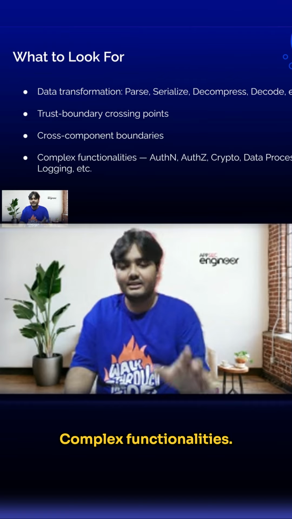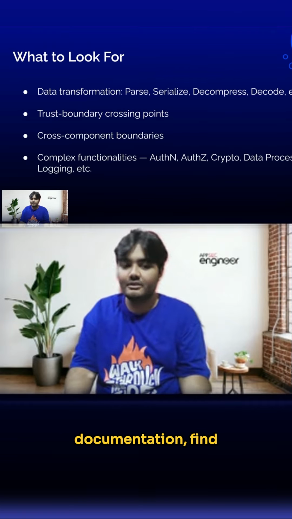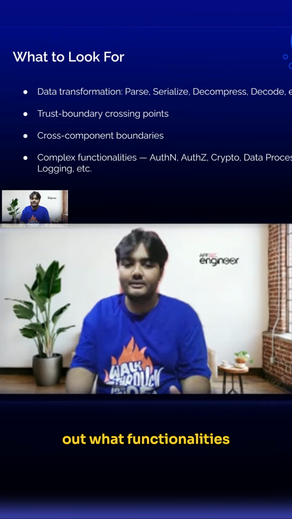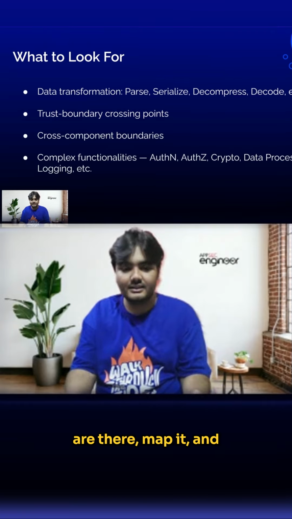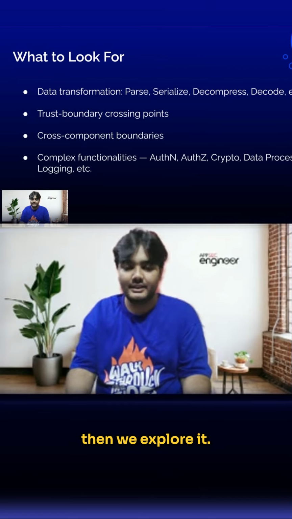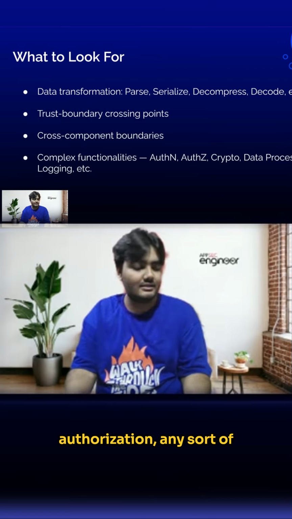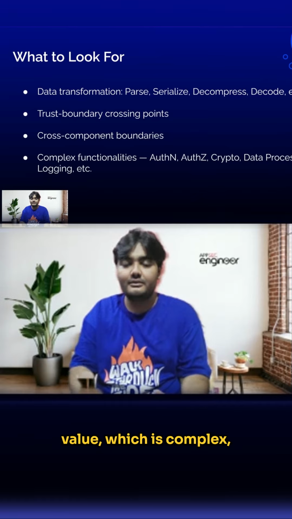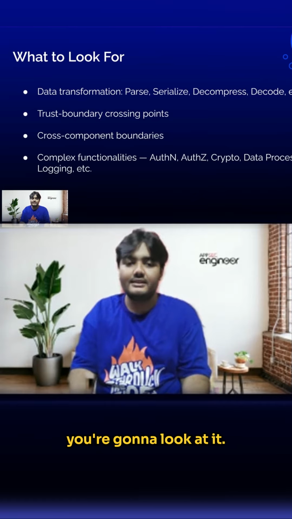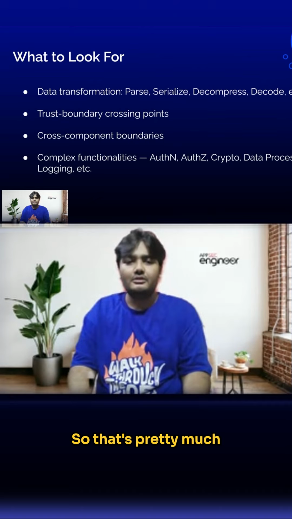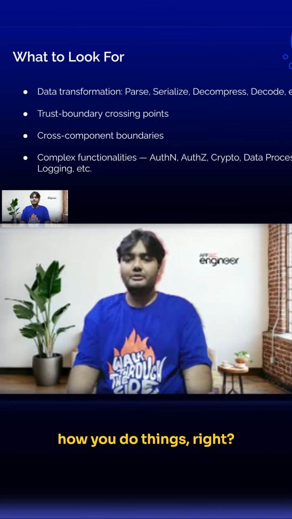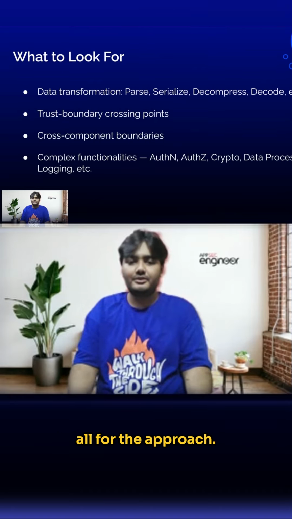Complex functionalities. We circle back to step zero, get the documentation, find out what functionalities are there, what features are there, map it, and then we explore it. Authentication, authorization, any sort of crypto like encryption, decryption, logging, etc., data processing, anything which is of high value, which is complex, you're going to look at it. So that's pretty much how you do things, right? That's pretty much all for the approach.